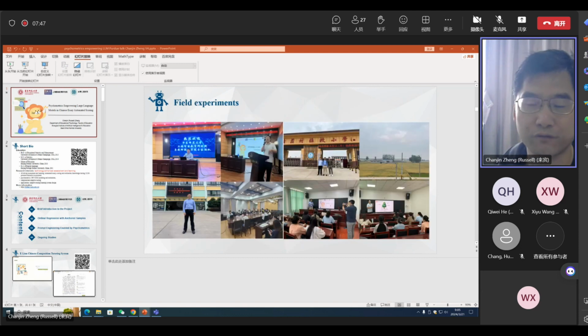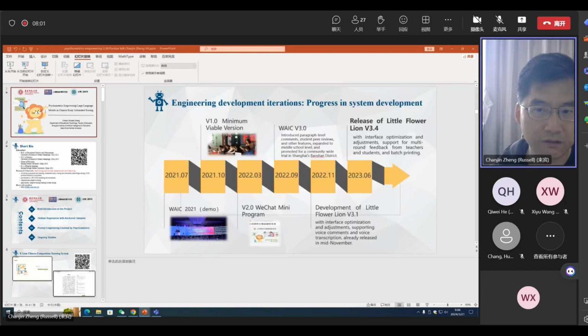We also go to the field, to the schools. For example, here we go to the countryside to see whether our work can be used by countryside kids. So we have several aspects involved in our project. The first aspect we call the engineering side. That means we have 3 major versions now, covering all the essay prompts or questions from Chinese textbooks in mainland China from grade 3 to grade 9, which means covering all the topics in compulsory education.